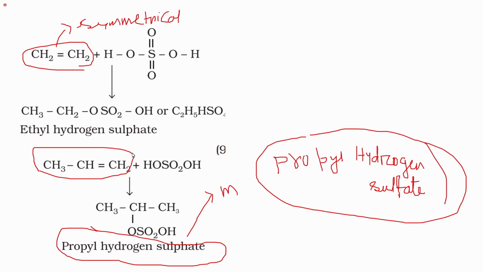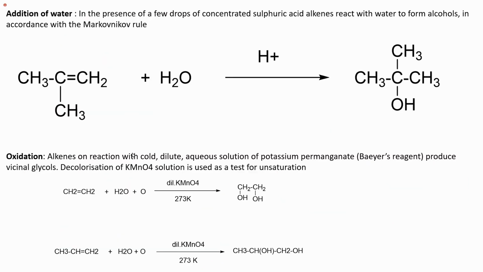So in the case of unsymmetrical alkene, if there is any addition, so addition of sulfuric acid, then that will follow the Markovnikov rule. Okay. So then we'll go to the next topic, that is the addition of water. We have discussed the Markovnikov rule of the HBr addition. Then we discussed the sulfuric acid addition to propene.